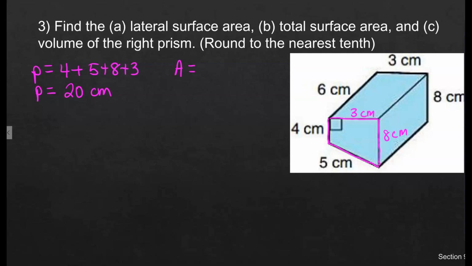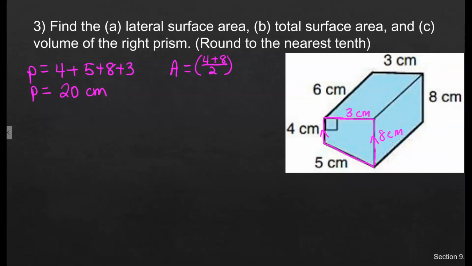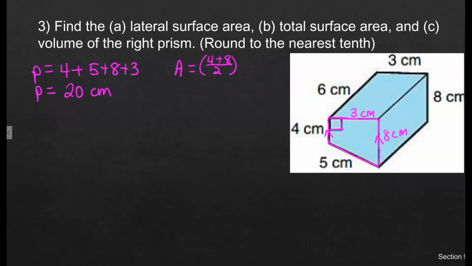And then the area of my base, remember I have to use that formula for trapezoids, and you have to make sure you identify your two sides of the trapezoid that are parallel, which is the 4 and the 8. So (4 plus 8) divided by 2 times the height. This is the height because it's showing the right angle between that and the other side there. So that's going to be times 3 as our height. So my area is 18 centimeters squared.